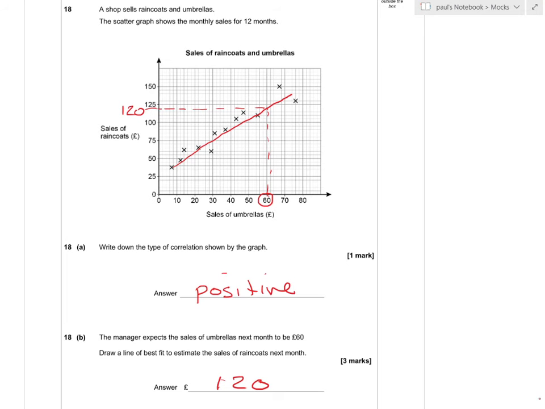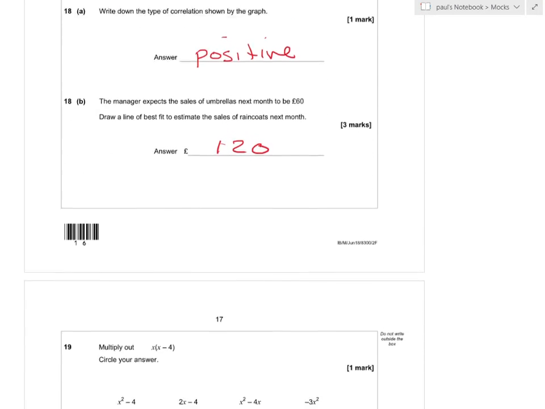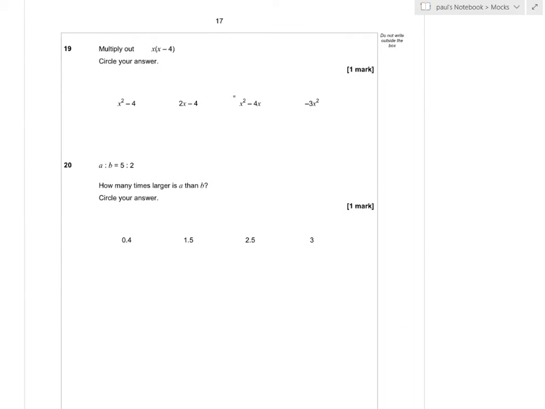Let's have some better questions than this. So multiply out. So that is x squared minus 4x. There. Yeah. How many times larger is A than B?